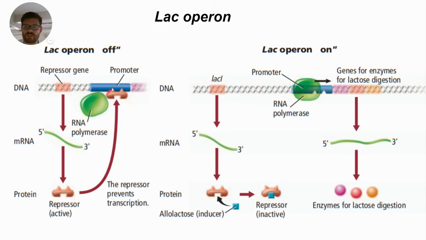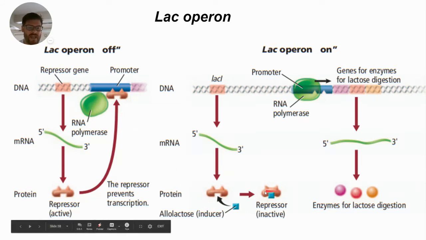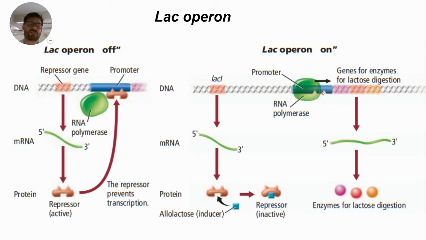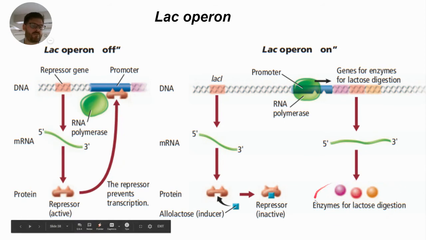Before, its function was to fit right here into this spot and prevent polymerase from bonding. But now that it has this new shape, it doesn't fit there anymore, so it can't do its job. Now polymerase is able to bind with the DNA, copy the gene, and now the enzyme called lactase, which breaks down this lactose sugar, can begin being made, and the protein can start breaking down that sugar.